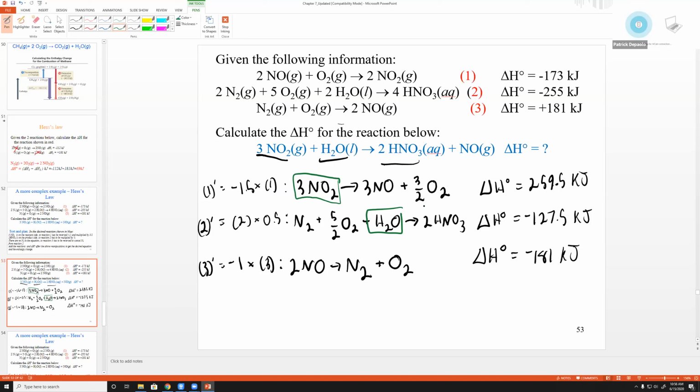2HNO3 product side. NO product side, 3NO and then 2NO. So then what happens is this cancels out, and you get 1NO. Just like algebra.